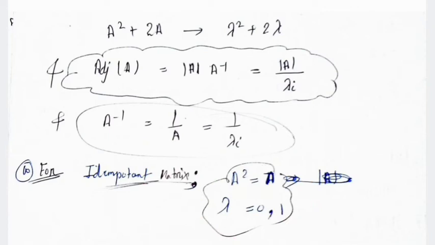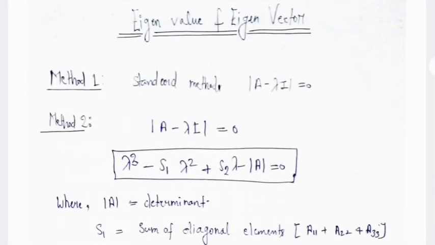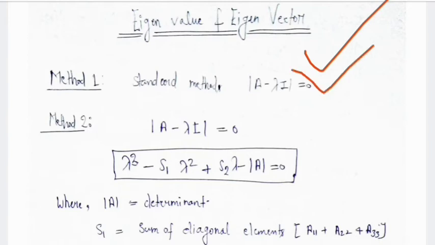Now come to the methods which are used. There are various methods, but here we use only 4 methods. First is the standard method, which is not used by us. Why? Because it takes a long time, and in the examination we do not have time to solve it through the standard method. So we use the other methods, method 2, 3 and 4, to get the quick answer.